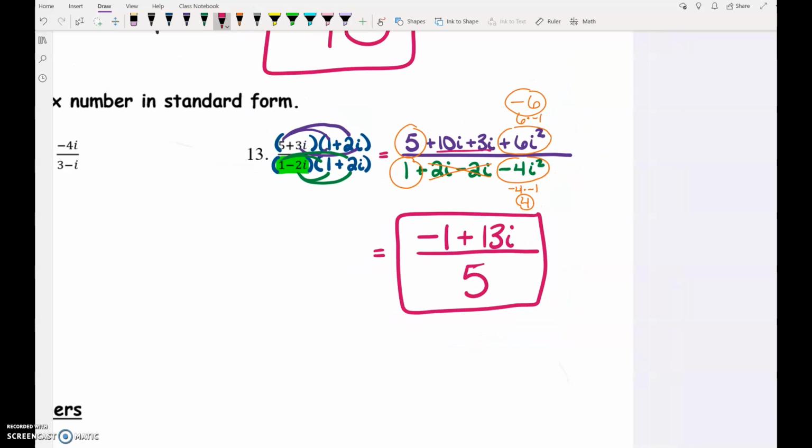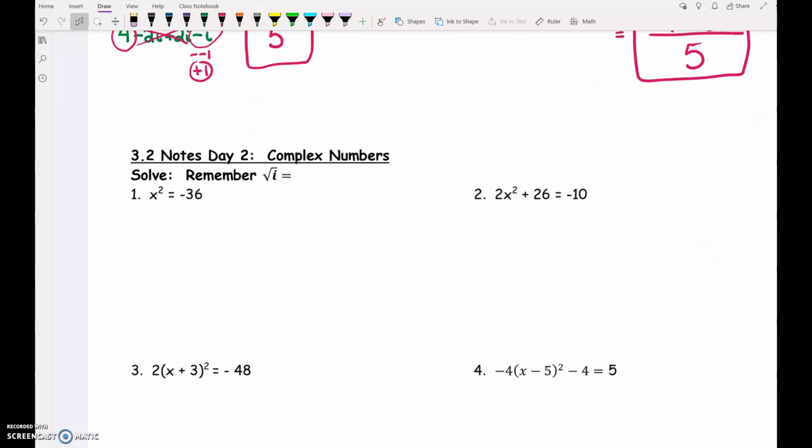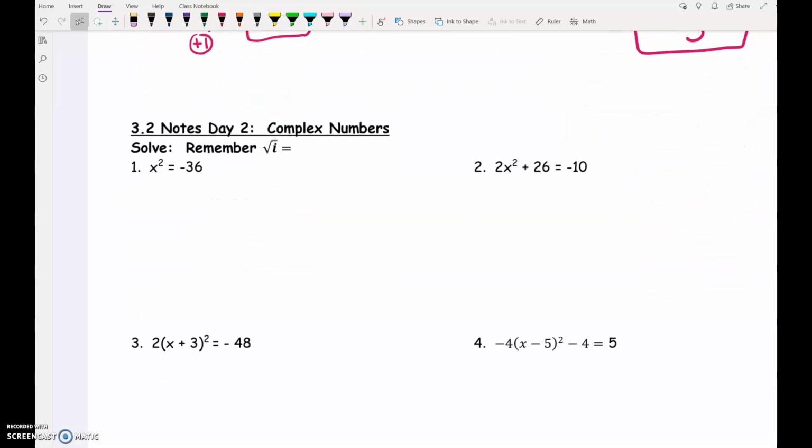It's totally cool. All right, now let's go into solving equations with complex numbers. And here's another big old mistake on my notes. No, we're not doing the square root of i. This should say the square root of negative 1 equals i. You need to remember that the square root of negative 1 equals i.